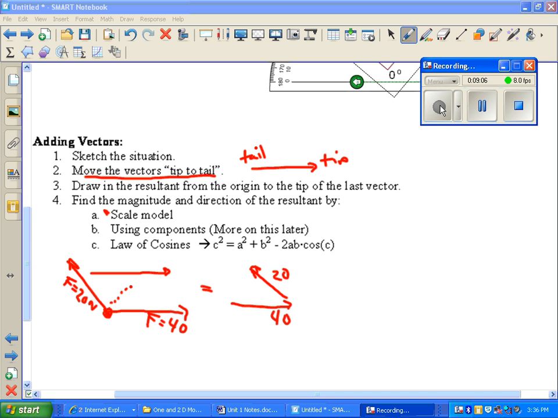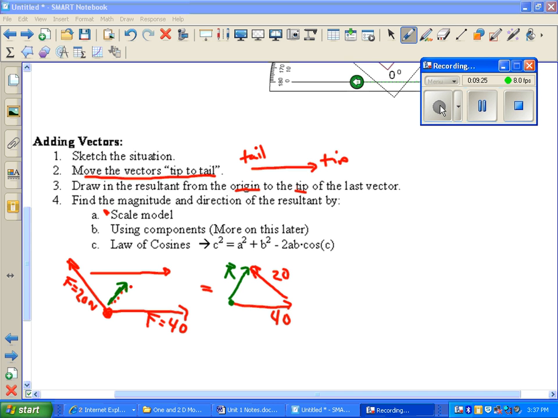Right? Then, the last thing is you draw in the resultant from the origin to the tip of the last vector. So my resultant is going to be from the origin where I started to the tip of the last vector I drew. And that we're going to label R for the resultant. And back here we said, well, we think it's going to go up this way someplace.